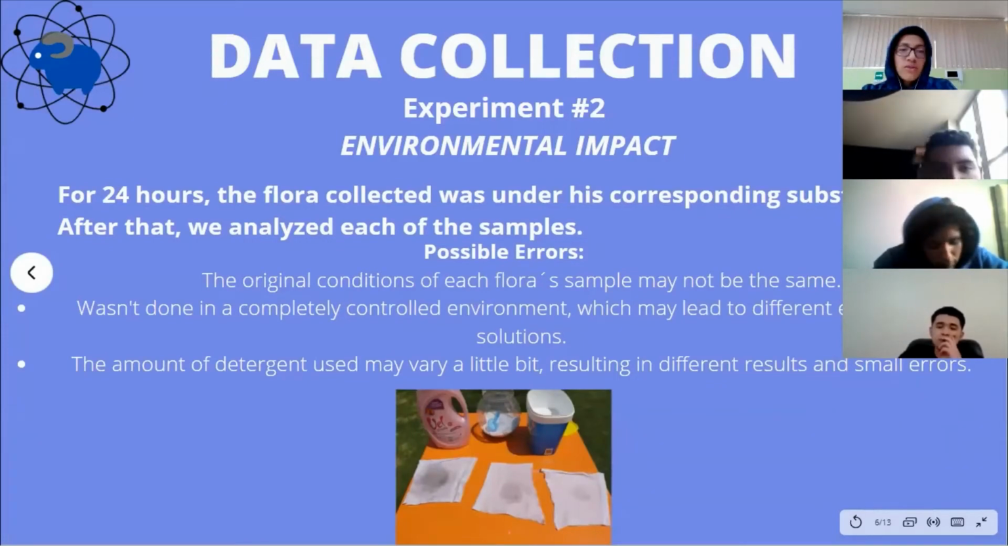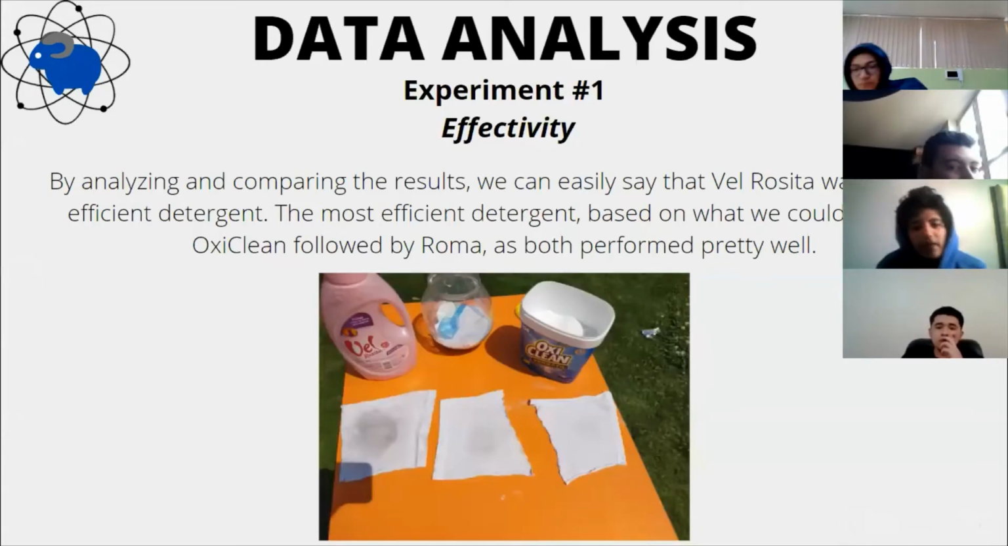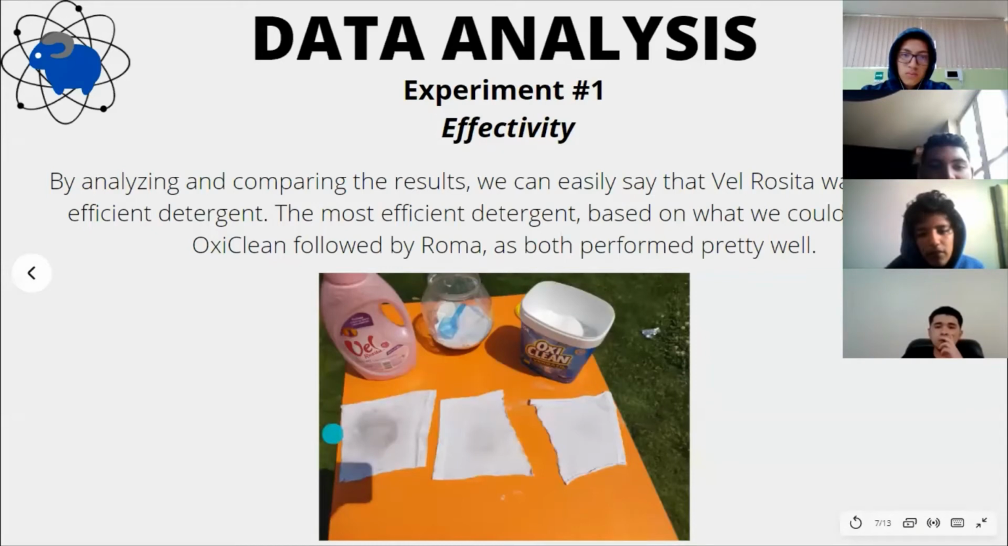Now we are going to talk about the data analysis of the first experiment. Inigo? Yes, by analyzing and comparing the results, we can easily say that Bell Rosita was the least efficient detergent, and the most efficient detergent, based on what we could see, was OxiClean, followed by Roma, as both performed pretty well.